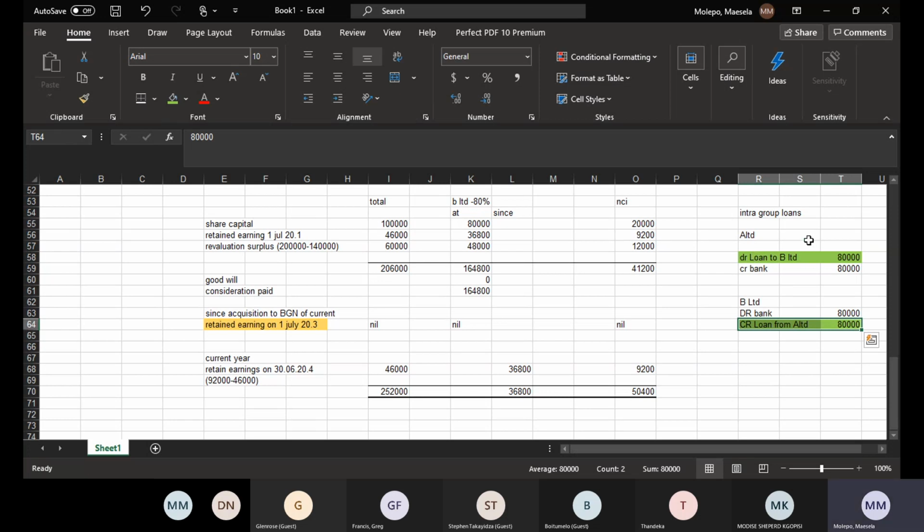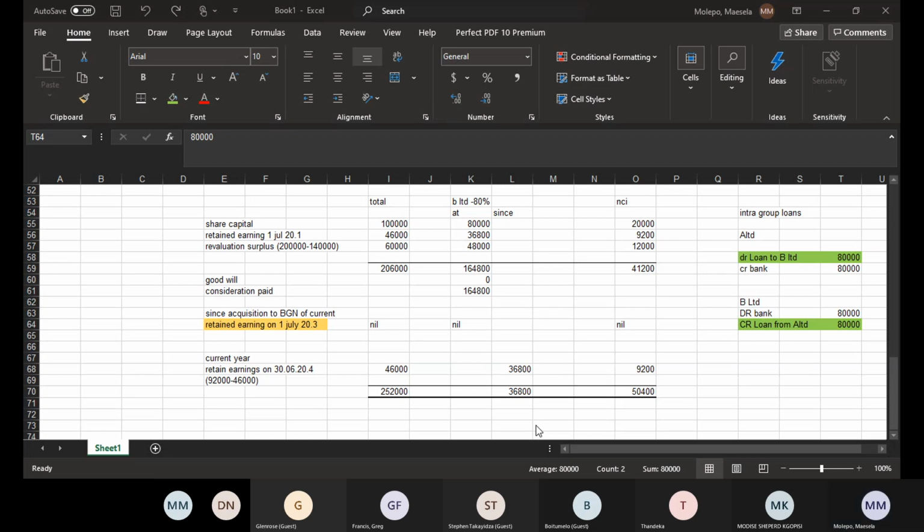Does it make sense? How do we eliminate, especially the intra-group items like the loan, the bills payable, the likes of the dividend received? Are we clear there? I will need a confirmation.